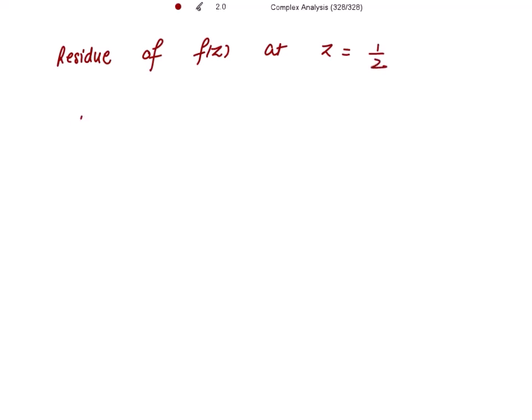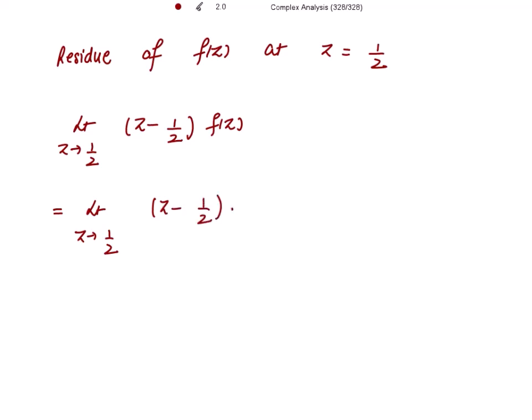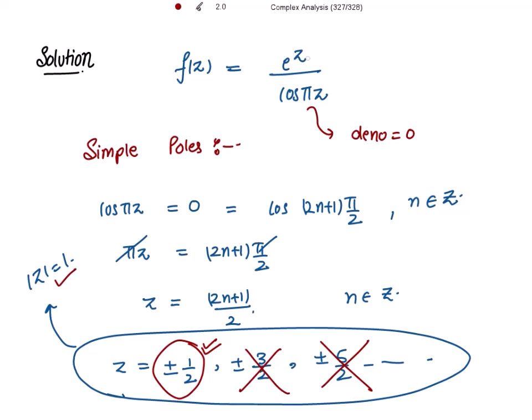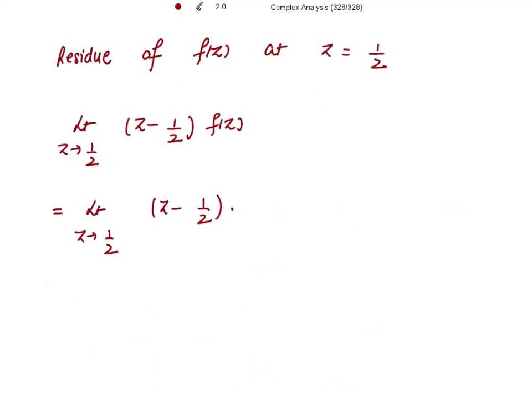What is the formula for that? It is the limit as z tends to 1/2 of (z − 1/2) times f(z). So this is the limit as z tends to 1/2 of (z − 1/2) times e^z divided by cos(πz). When I put z equal to 1/2, I get the numerator to be 0 and the denominator is also 0. It is a 0 by 0 form. So we need to use L'Hopital's rule here.